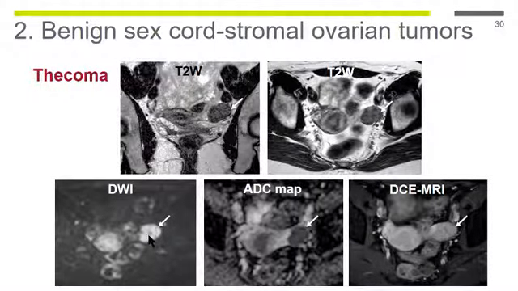Here's another case just to show you that on diffusion-weighted imaging, they're homogeneous and restricted on the ADC map, as you see there, and that they enhance evenly.